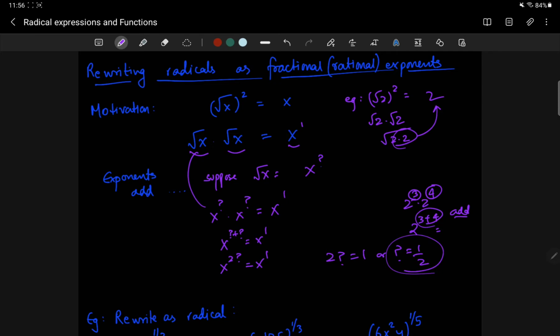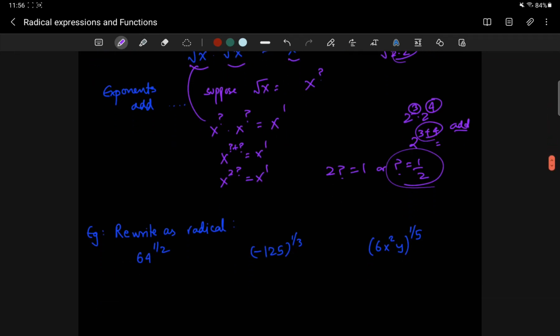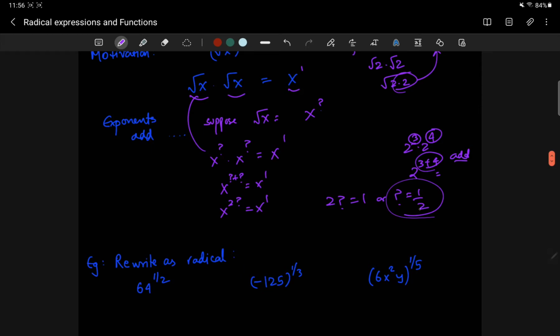Right, so this is the motivation. Basically it tells us that if I want to write radical x as an exponent, then the number in the exponent should be such that if it's added to itself, it gives me 1. And the number that satisfies that is half, because half plus half is 1. Okay. So what is special about this number 2 is that it's a square root, right? That's why it's 1 over 2. If it's a cube root, it becomes 1 over 3. If it's a fourth root, it becomes 1 over 4, and so on.